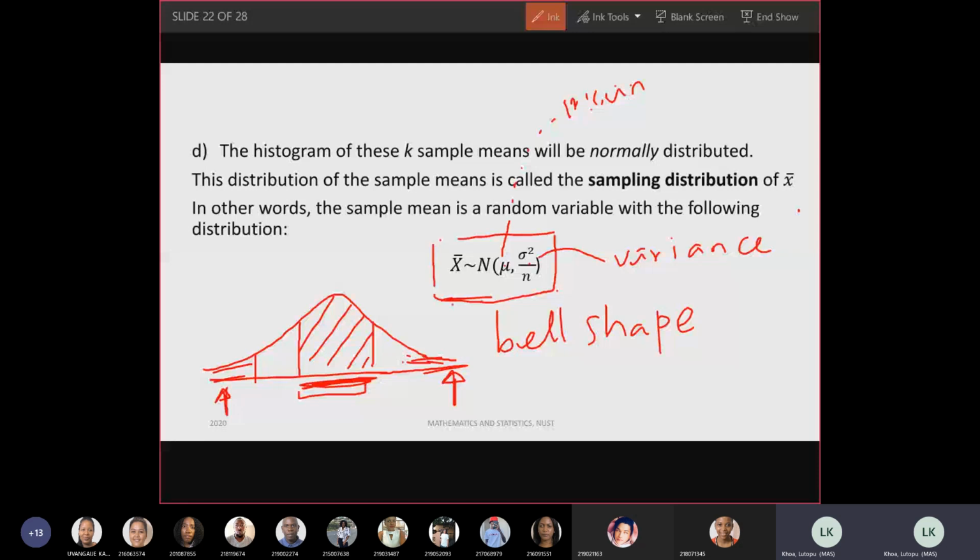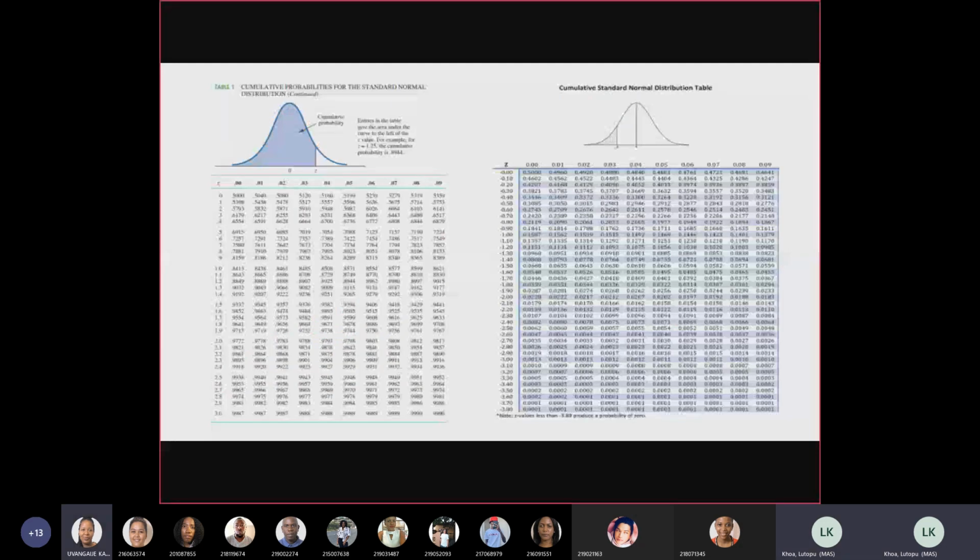Okay, so we will be using standard normal tables to estimate our probabilities. I hope you know how to read a normal table. I don't know if you can see my table on your screen. Can you see it? Not yet, ma'am. Okay.